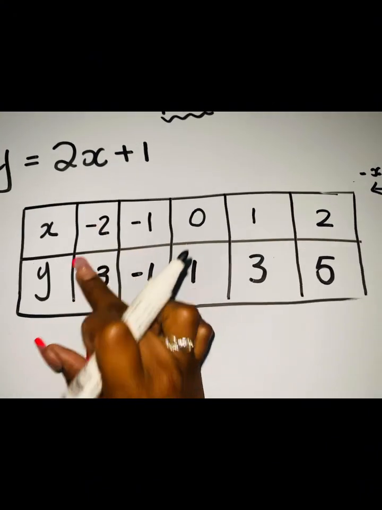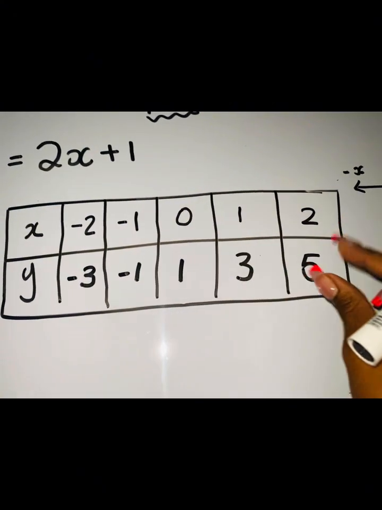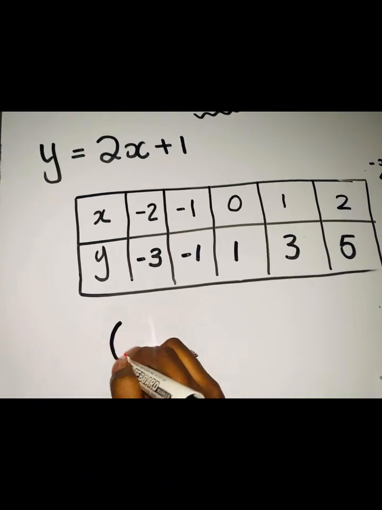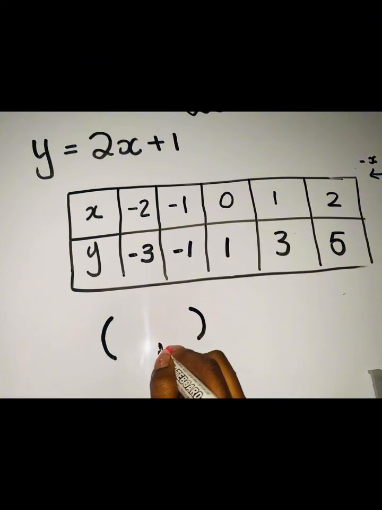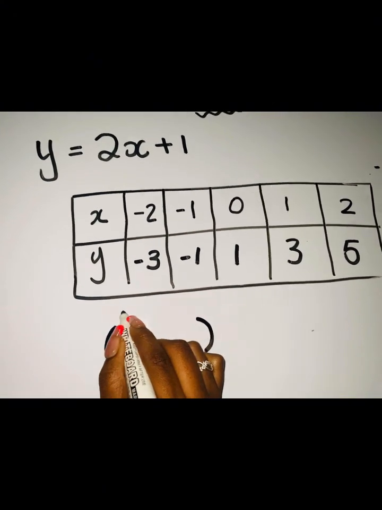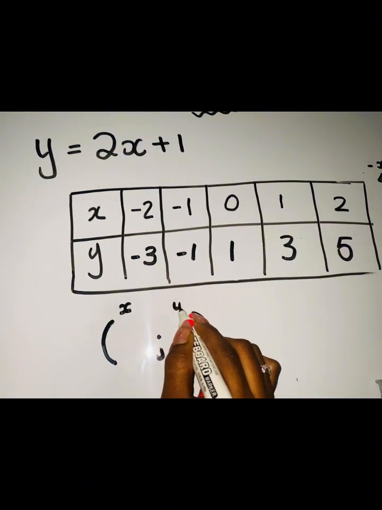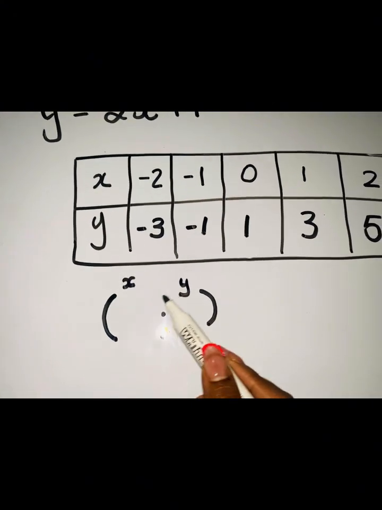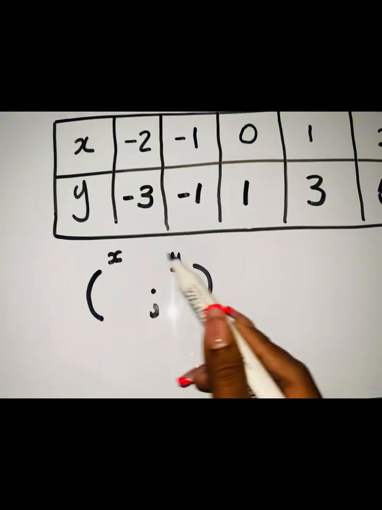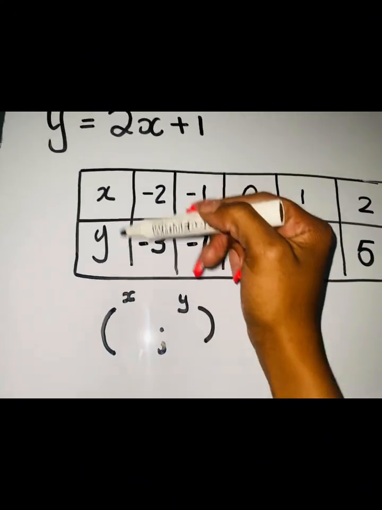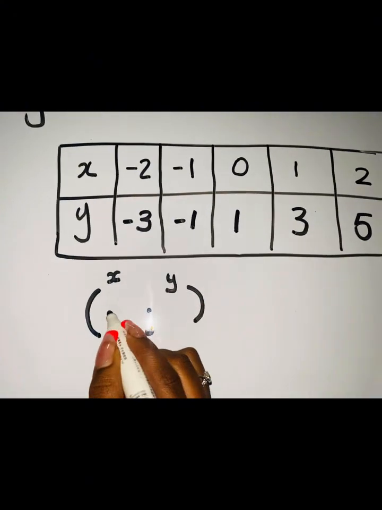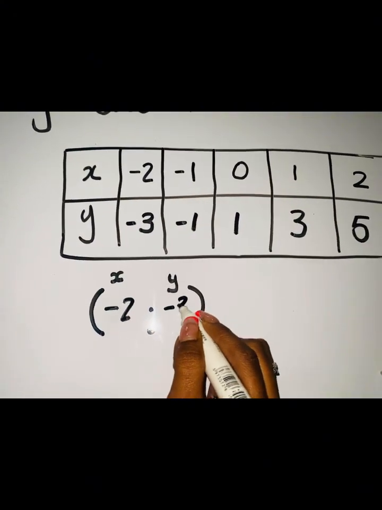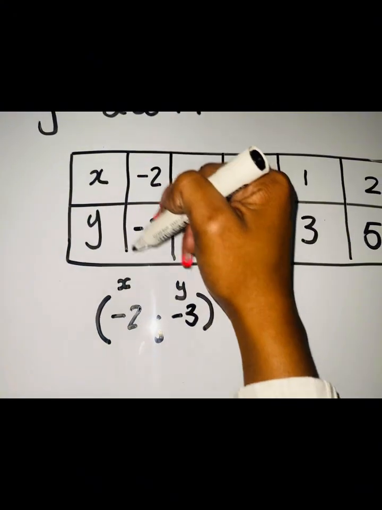We call these points. These points are always in pairs. Sometimes we call them coordinates. Coordinates are written in a bracket with a semicolon. This is the x and this is the y. This is how we write points: the x value, then the y value. It's always like this. Now, how would we write these points? We'd write them as (-2; -3). So these ones are going to be our pairs.